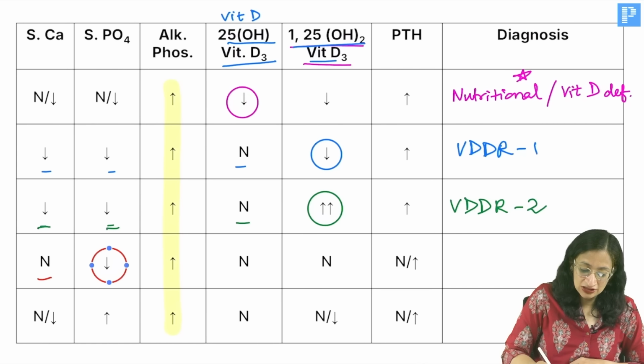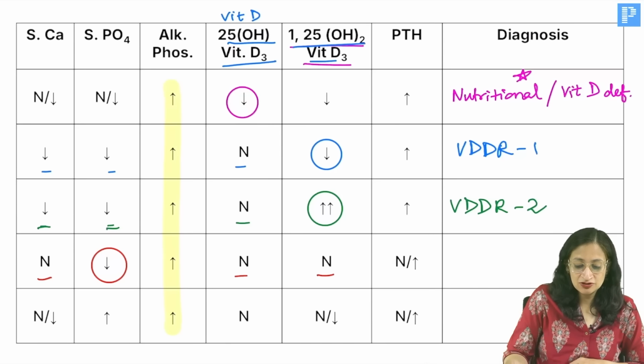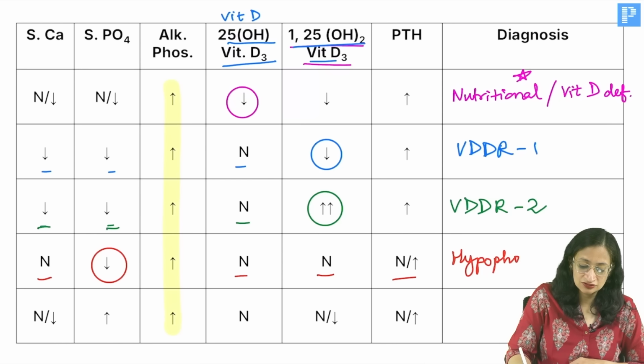Now, the next case scenario where calcium is normal, but phosphate is low. But vitamin D levels are normal, active form of vitamin D is also normal, PTH may be normal or high. So, mainly the abnormality here is that phosphate is low in a child with rickets. You think of hypophosphatemic rickets, as is the case here in the given case scenario. So, hypophosphatemic rickets, right?